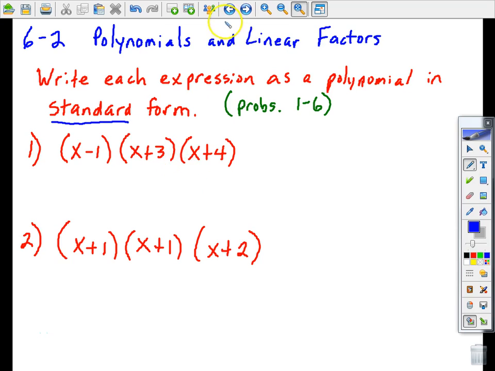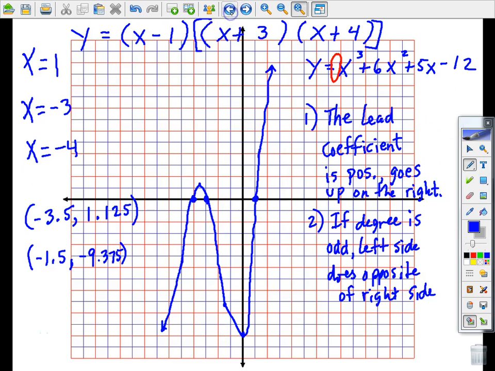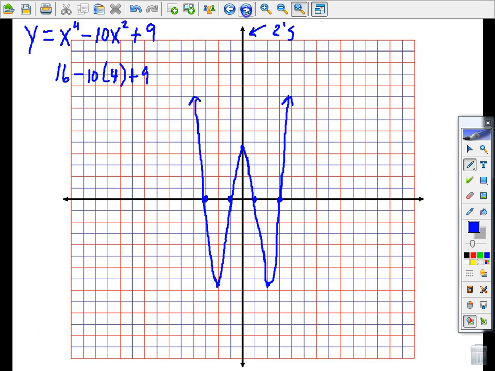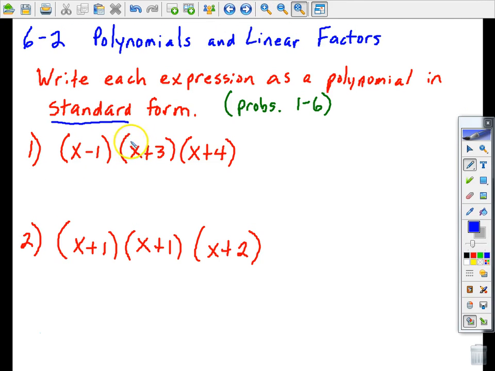And actually, we just did this. I'll come back to it. We just did this when we started off with factored form, and we used multiplication to get it into standard form. So I'm going to try to save a little bit of time and not do it again unless you feel like we need to.